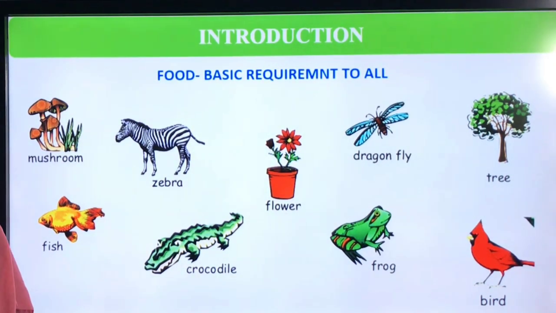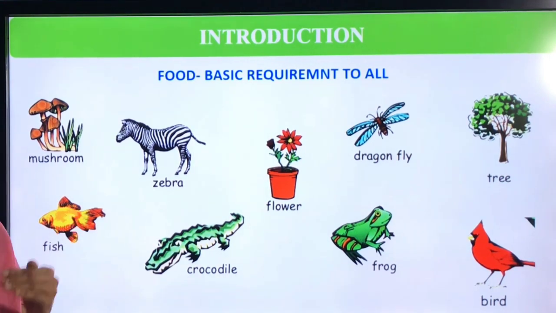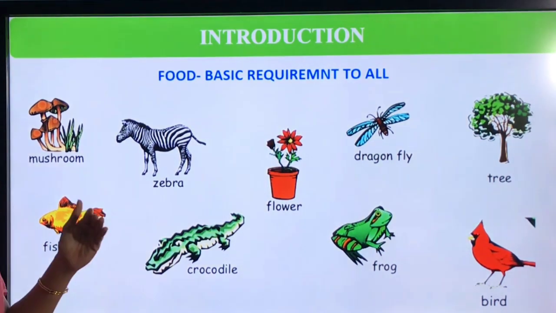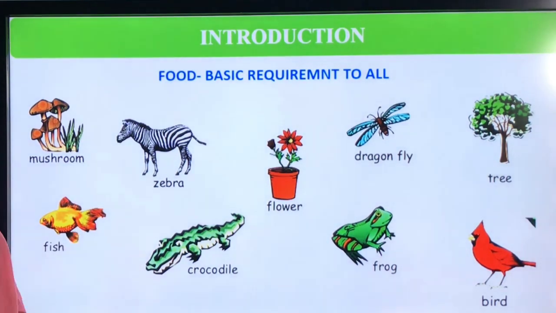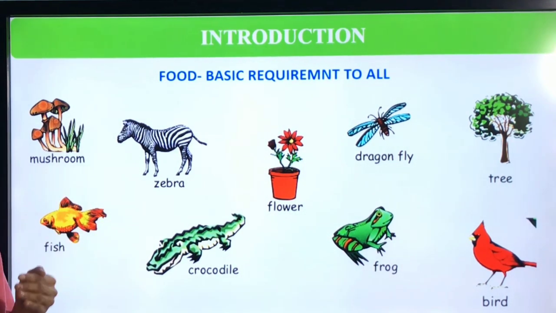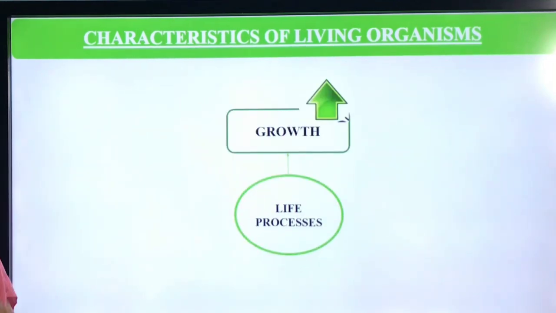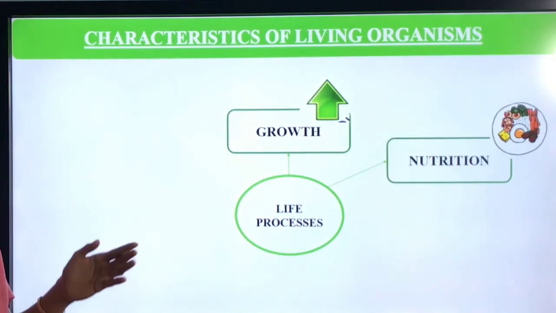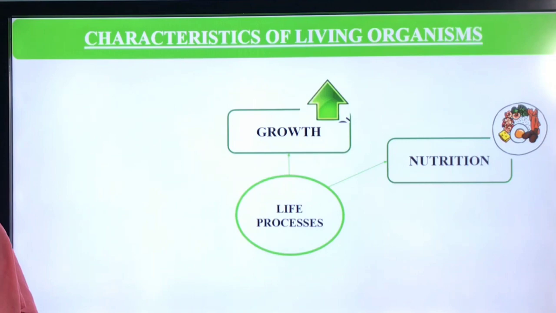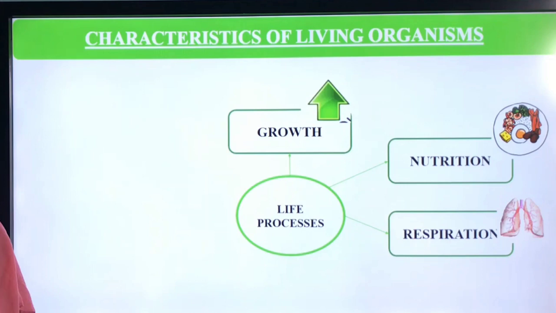What did you see in the picture? So, you see the living organisms. The living organisms differ from each other, but all the living organisms have some unique characteristics. All the living organisms grow in size and number, and they take food, that is nutrition. They need food for the functioning of the body. Next, they need oxygen for producing energy, that is, they respire.